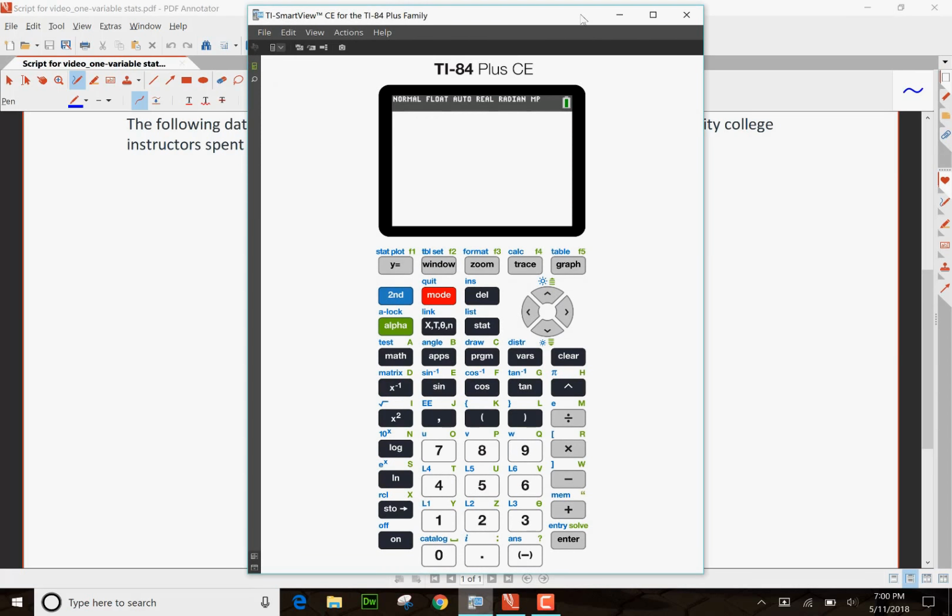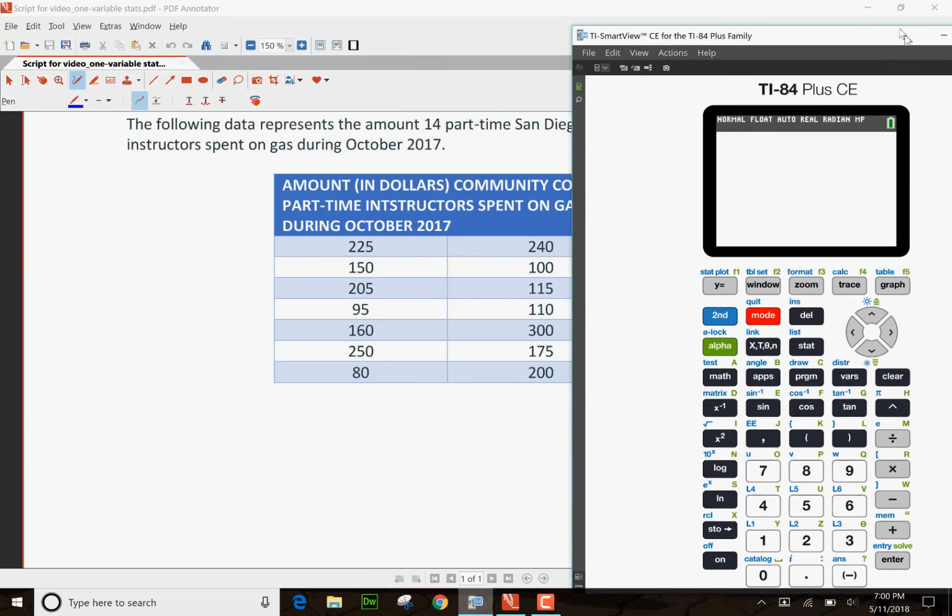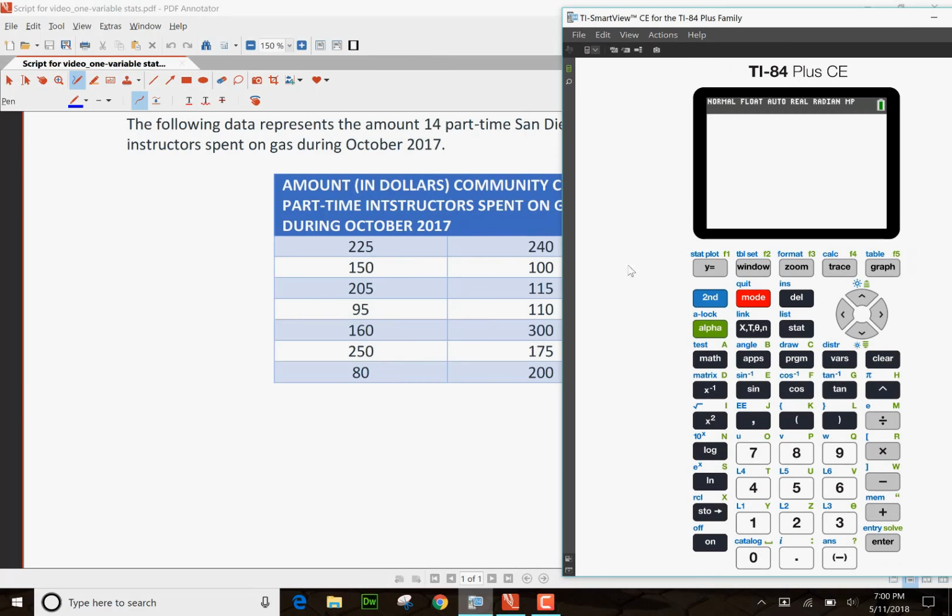This is an emulator, the TI-84 Plus CE. And what we do first is we go to the stat menu. So take a moment to look around and see if you can find the stat menu. I'll give you a hint. The words are in white on my screen. Here we go, good. Stat menu is here.